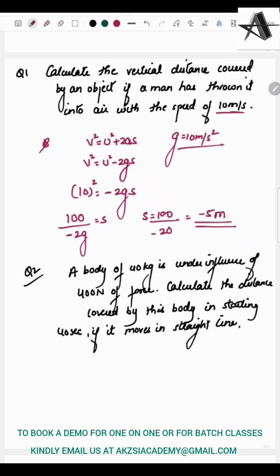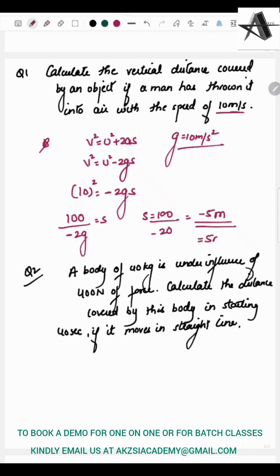Now you might be thinking, okay, distance can never be negative. See, the negative shows you that it will be in the opposite direction, right? Because we have taken that if the body is moving upward, we are taking it as the negative direction, simple. So negative 5 represents that it is moving upward, and obviously it has traveled upwards, but it says vertical distance covered. The word distance they are using, so we will not consider the negative sign.